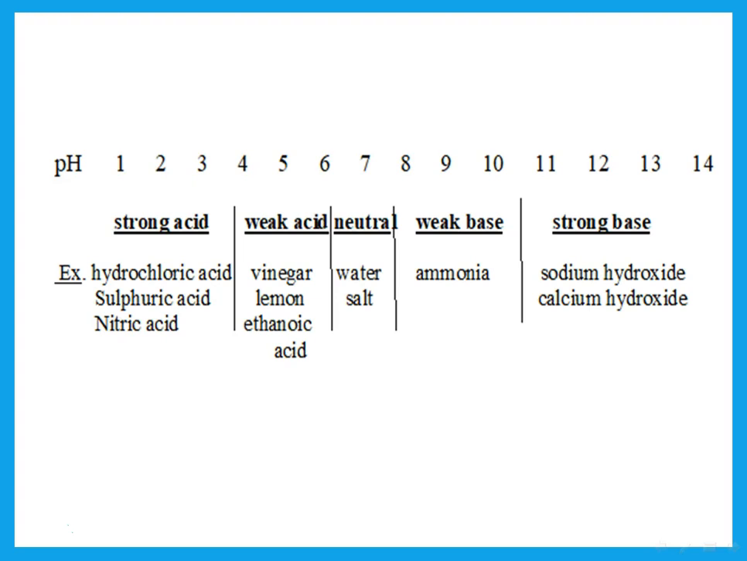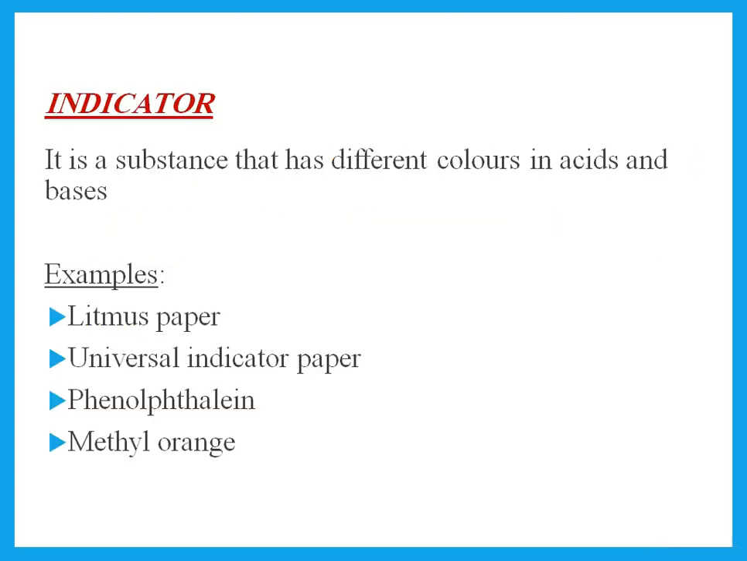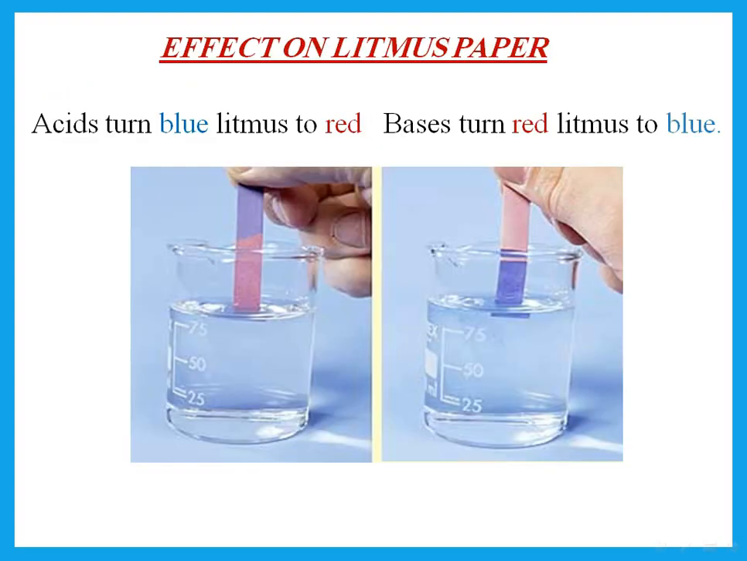And a strong base like sodium hydroxide or calcium hydroxide would have pH 11, 12, 13 or 14. And you should know an indicator is a substance that has different colors in acids and bases.